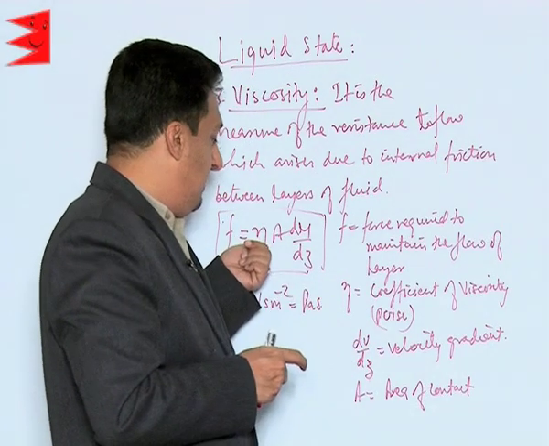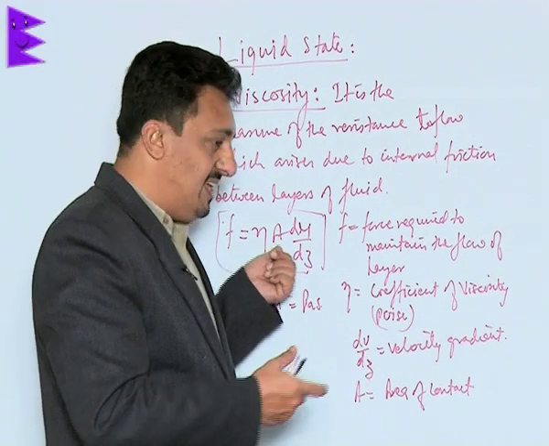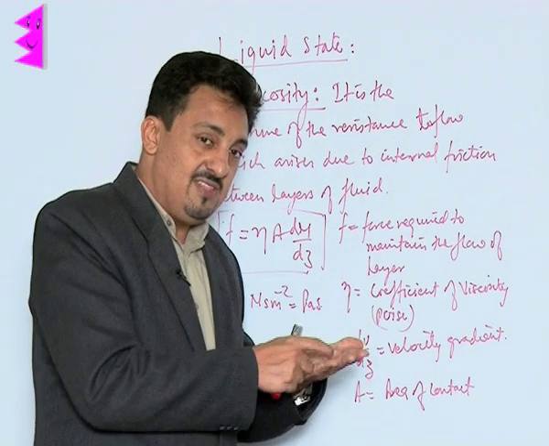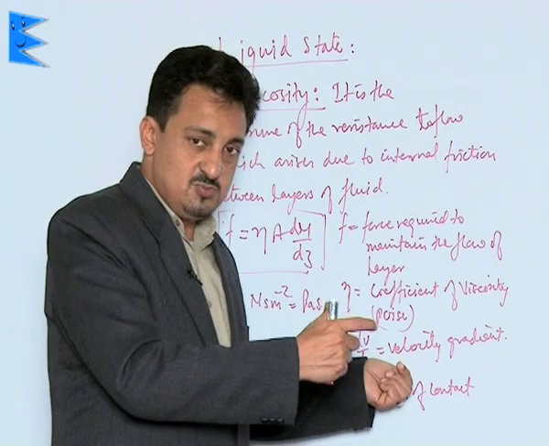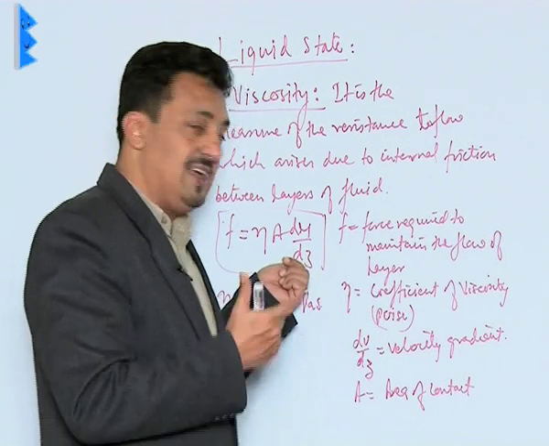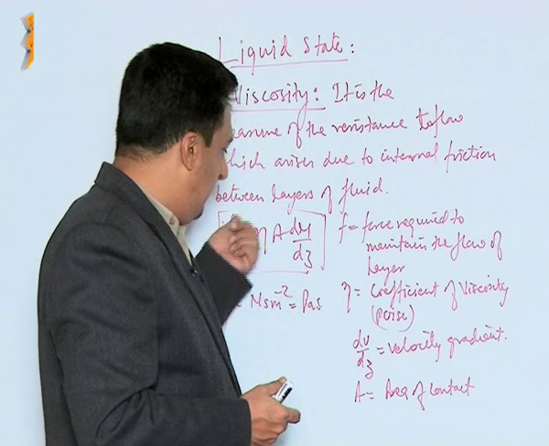Now this symbol η is called eta, the coefficient of viscosity. A is the area of contact of the layer with the other layer, and du/dz is the velocity gradient, how fast it is moving along a particular axis. We are taking it along the z axis. So this is how we can find it out.